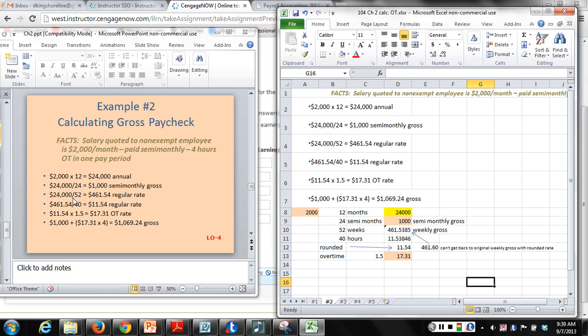Then we have to get it down to weekly, because we always need to be at weekly to determine the overtime issue, because it's defined. Overtime is defined as more than 40 hours a week, basically. So we're dividing by 52. We get $461.54 displayed here as the answer to that.